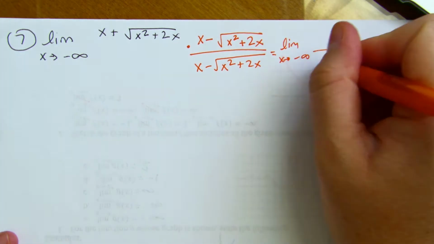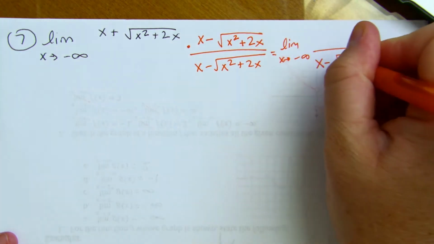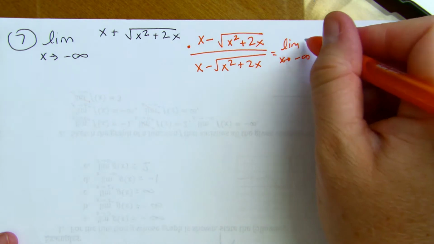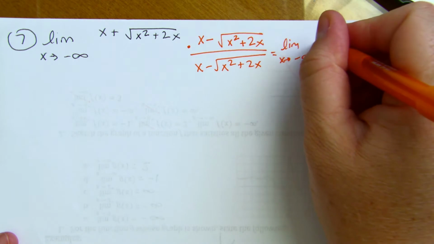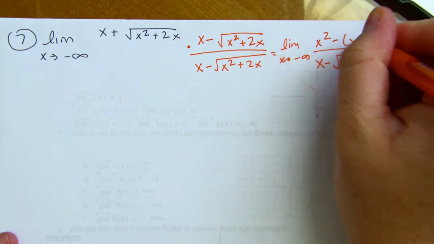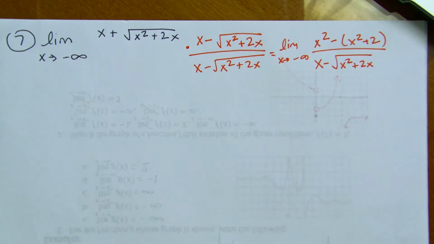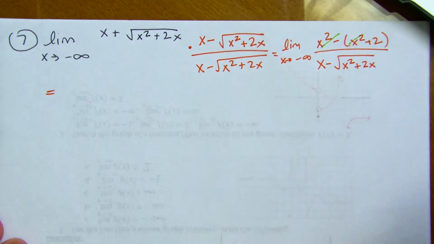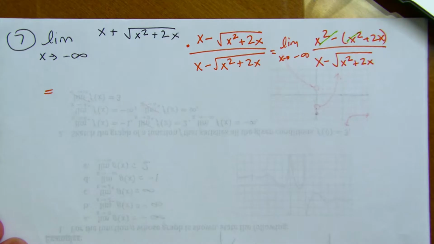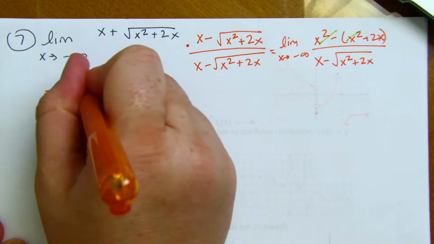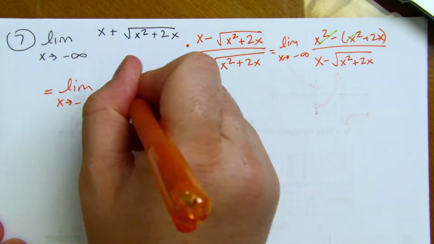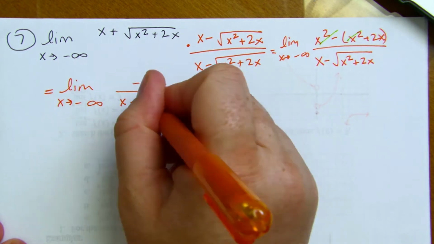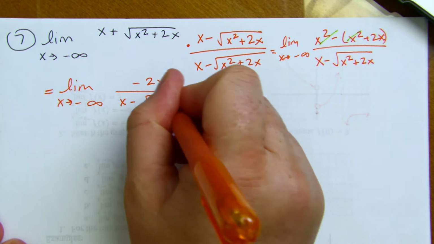Keep that there. So on the bottom I have x minus the square root of x squared plus 2x. And then here on the top I'm left with x squared minus x squared plus 2. And we have some simplifying. We can see that these x squareds are going to cancel out and I'm left with negative 2x on top. So I have the limit as x is going to negative infinity, and on top I have negative 2x, and on bottom I have x minus the square root of x squared plus 2x.